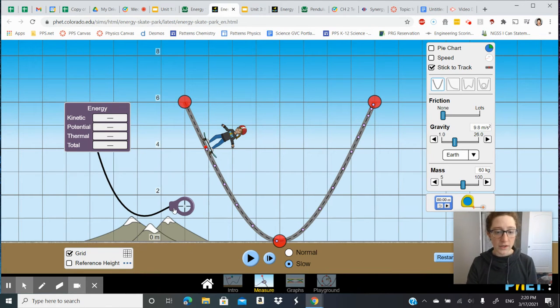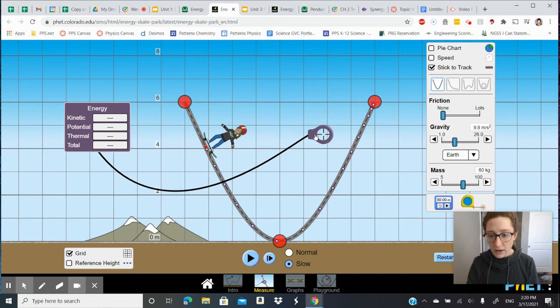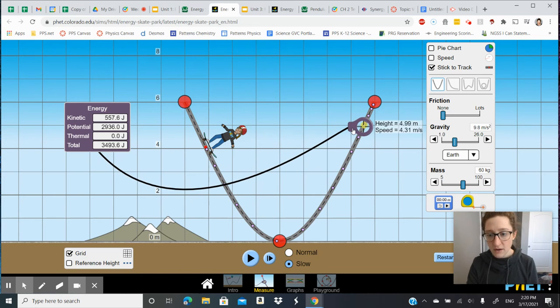I'm going to take this tool and scoot it along over to this dot right here. Now I see my height is at 4.99 meters. That's great. I'm just going to call that 5 for this. It's not entirely accurate, but it'll get us close enough. I've got lots of information now. I can see how fast she's going at that height, just after having dropped 1 meter, and I can see all this other information. The stuff that I want right here is the potential energy.